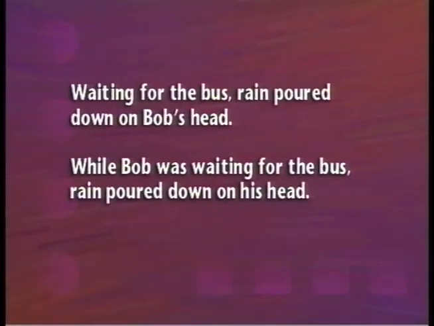"Waiting for the bus, rain poured down on Bob's head." "Waiting for the bus" is also a dangling modifier because in this case it modifies rain and implies that the rain was waiting for the bus. This sentence could be rewritten as, "While Bob was waiting for the bus, rain poured down on his head."